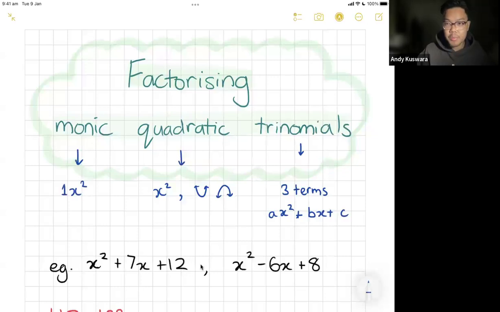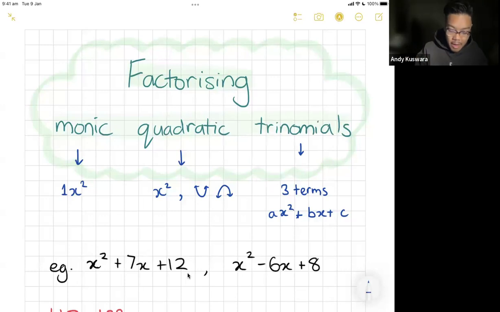So as you can see, these two examples below, these are all monic quadratic trinomials because we all have a single x squared, tick. We do have an x squared, which means it's quadratic, good. And we have trinomials, which give you your three terms, which is your x squared term, your x term, and your term without any x's. Okay, so whenever you see this, I want you to recognize that we are doing these monic quadratic trinomials.